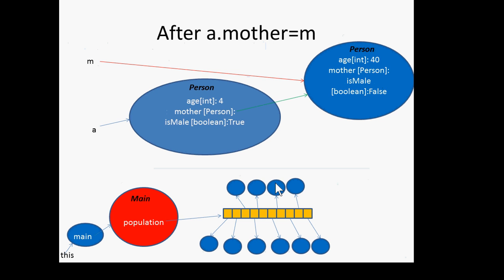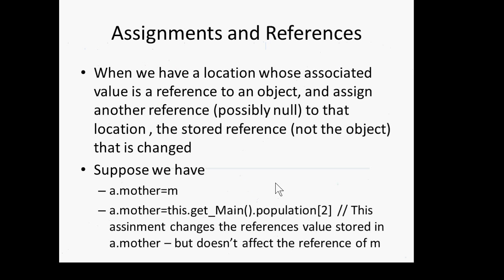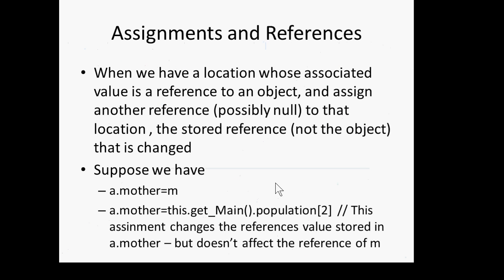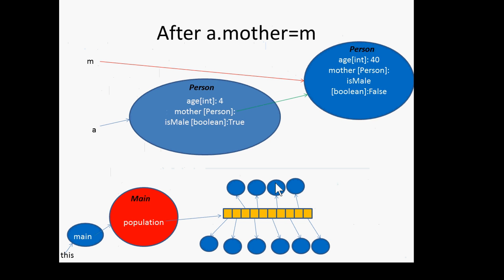Now watch this. What happens now, can you tell me, if we say a.mother equals this.getMain().population.get(2)? So here I have this, and this, I don't know what it is. It's another person. Their main refers to this main class. This is the main class, and it's all these things in it, including a population. And 0, 1, 2, this is the third person in the population. Population member 0, 1, 2. Okay, that's this person there.